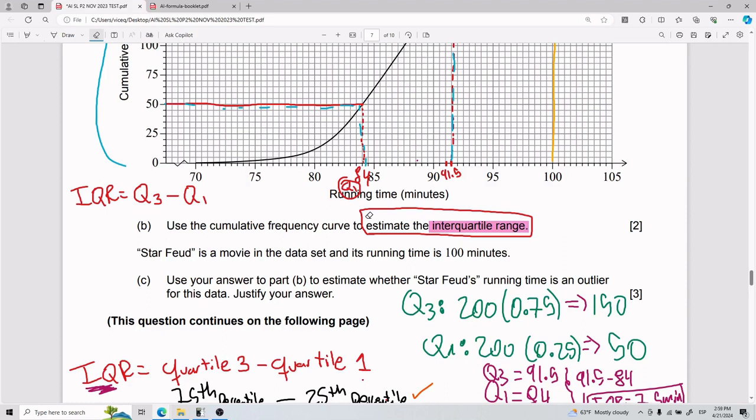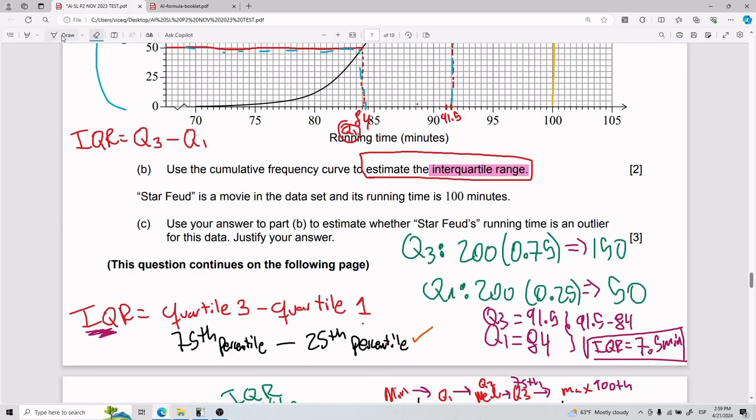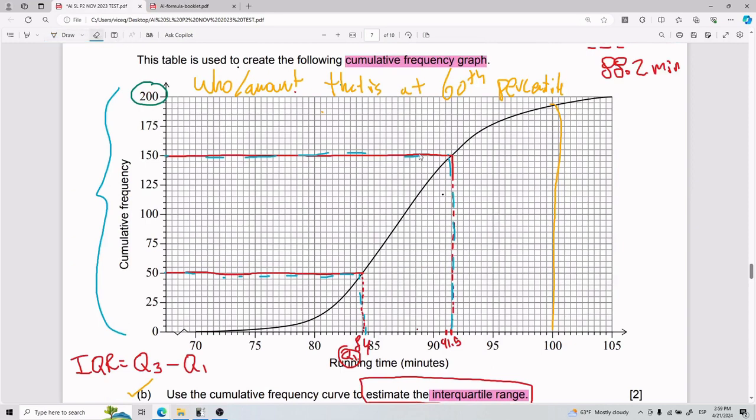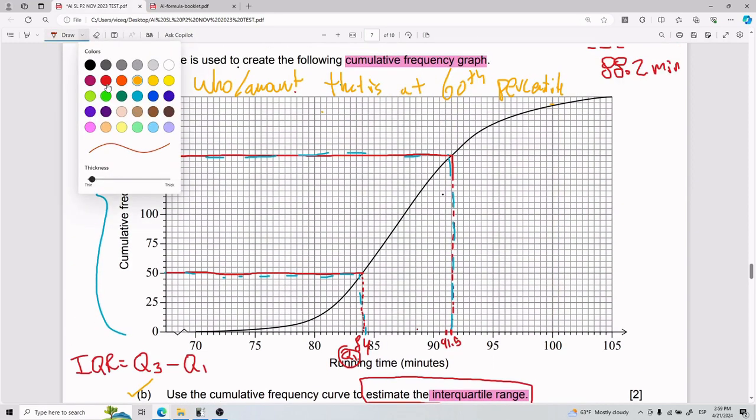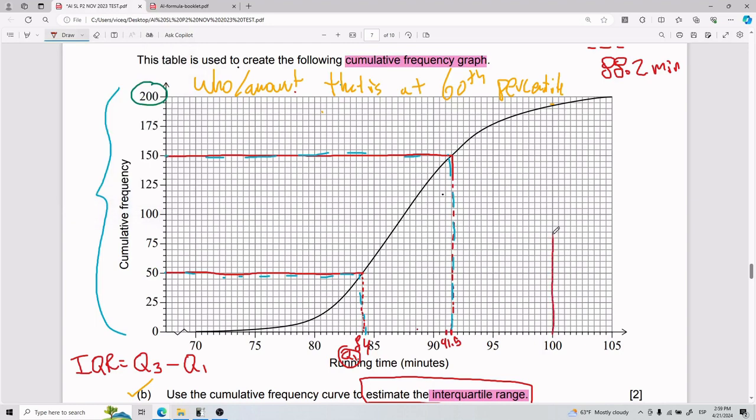All right, and now for part C, they tell us that Star Feud, I'm not sure if I'm saying that right, is a movie in the dataset and its running time is 100 minutes. Use your answer to part B to estimate whether Star Feud's running time is an outlier for this data. See? And so we have a movie whose running time is 100. So it's right here. So that means it's within my data, right? It's within my data and it's in a pretty high percentile, and I'm still not sure which, right? But it's a pretty high percentile.